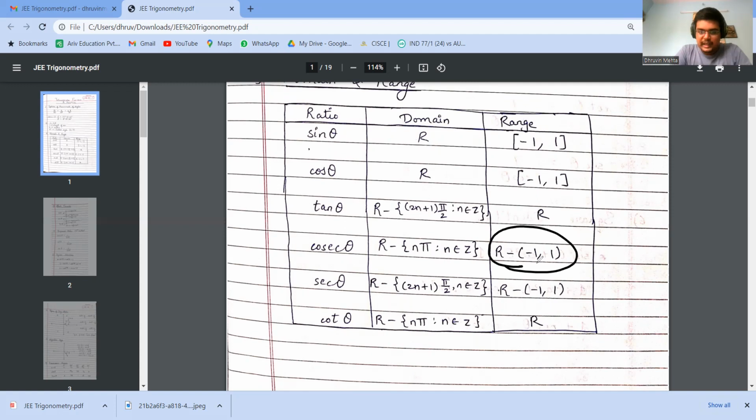Same for sec, but for sec, sec theta is going to be not defined when cos is 0, and cos 90 is 0. So pi by 2, 3 pi by 2, 5 pi by 2, 7 pi by 2. So that is odd multiples of pi by 2. And cot will be not defined when tan will be 0. So that is n pi. And range is all real numbers.